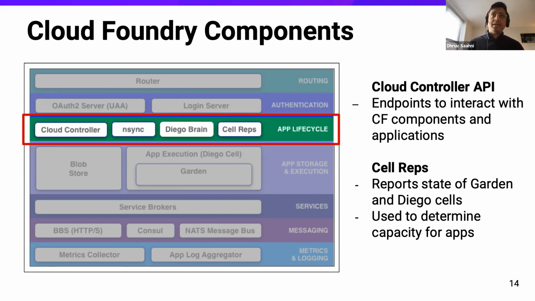The next thing as part of this layer is also pretty important. It's called cell rep. And a cell rep basically reports the state of your Garden and Diego cells. I'll talk about that in the next slide in more detail. But essentially the rep reports the state of your Diego cell, which creates and manages the actual containers. And the rep's report includes statistics on what's available, like all the different resources that are available, so that these metrics can then determine if your deployment has adequate capacity for your applications or if it actually needs to be scaled.